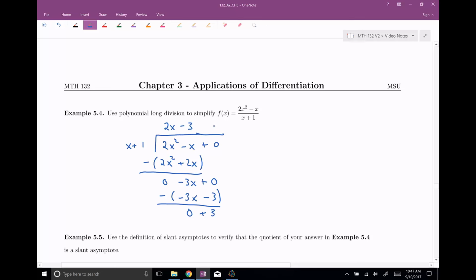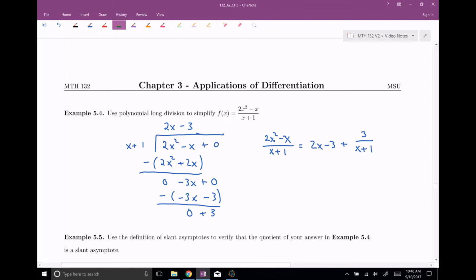If you wanted to know what do you multiply by x in order to get 3, you'd have to use a reciprocal function or something like this. It would be very messy. It's not a polynomial anymore. Okay, so this is where we stop, and this suggests that we can write 2x squared minus x over x plus 1 as the quotient 2x minus 3 plus the remainder 3 over x plus 1.